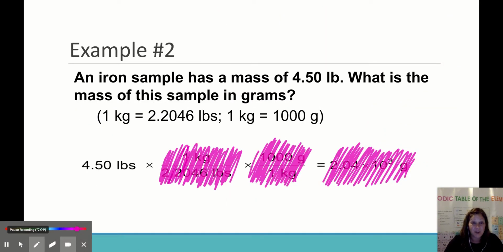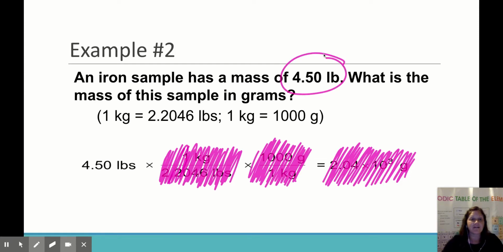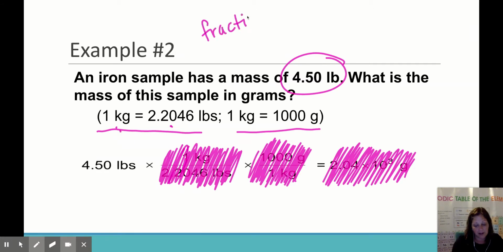So in this next one, we want to take an iron sample that has a mass of 4.5 pounds and convert it into grams. Now we have a conversion for pounds to kilograms and then kilograms to grams. So that means we're going to need to use 2 steps in this one. So to go from pounds to kilograms, we need to multiply by either 1 kilogram over 2.2046 pounds or 2.2046 pounds over 1 kilogram. Because remember, we want to multiply by a fraction.